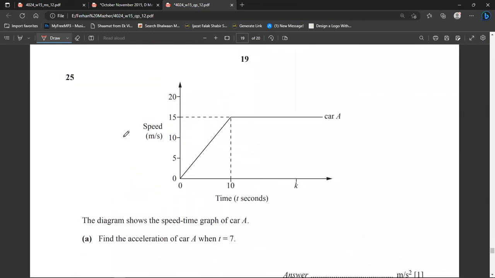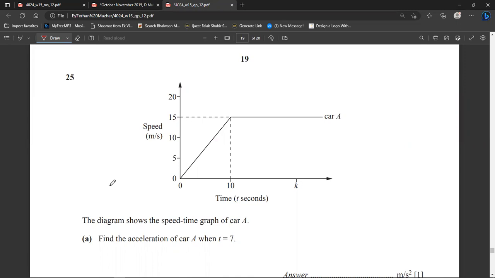Okay, question number 25. He says here we have a speed time graph. On the y-axis, we have the speed in meters per second. On the x-axis, we have time, which is in seconds. This is 10, this is k, this is car A. The diagram shows the speed time graph of car A.